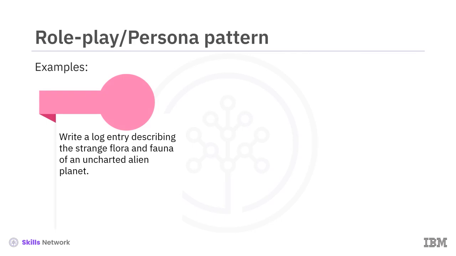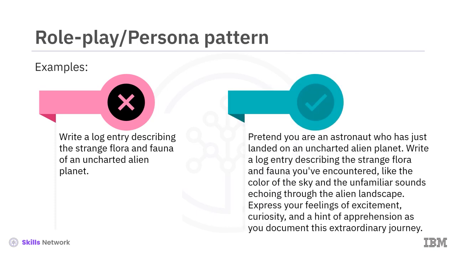Write a log entry describing the strange flora and fauna of an uncharted alien planet. This prompt will simply give scientific details about the alien planet and will not explain its answer from the perspective of a professional. You can rewrite the prompt as, pretend you are an astronaut who has just landed on an uncharted alien planet. Write a log entry describing the strange flora and fauna you've encountered, like the color of the sky and the unfamiliar sounds echoing through the alien landscape.